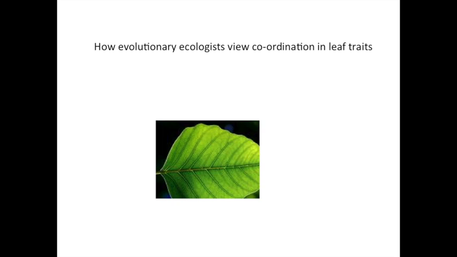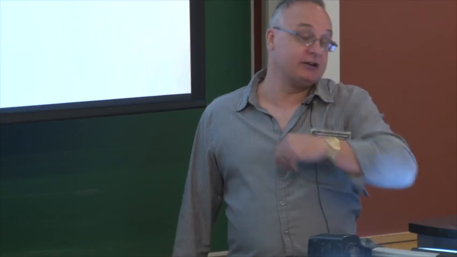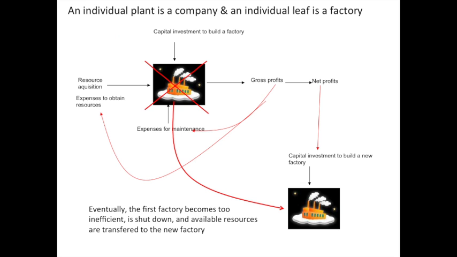The traits that I'm going to talk about today that I've been working on are traits related to leaves, the physiology, the morphology of leaves. I just want to give you a little bit of an overview of how evolutionary ecologists understand how the different traits of leaves interact, and then we're going to see later on to what degree this understanding actually agrees with the patterns of covariation.